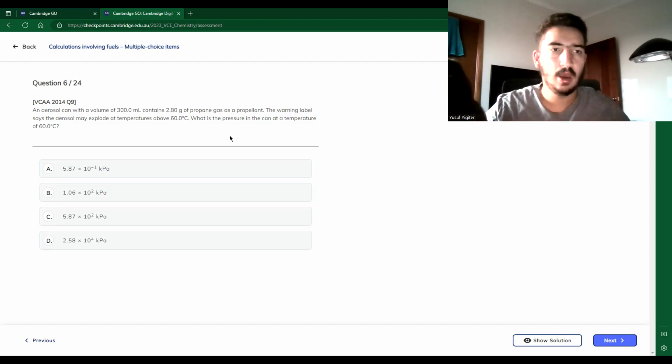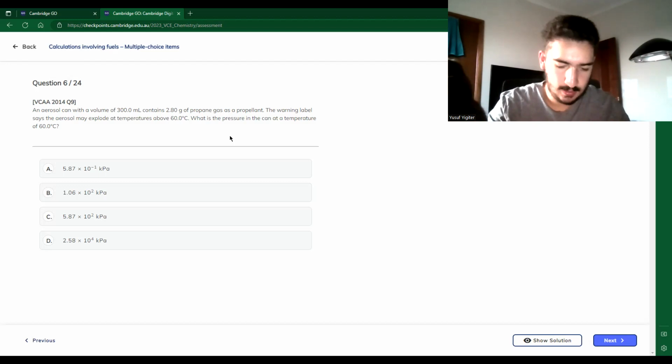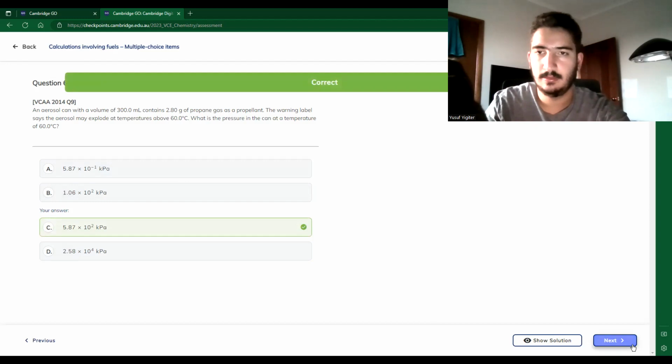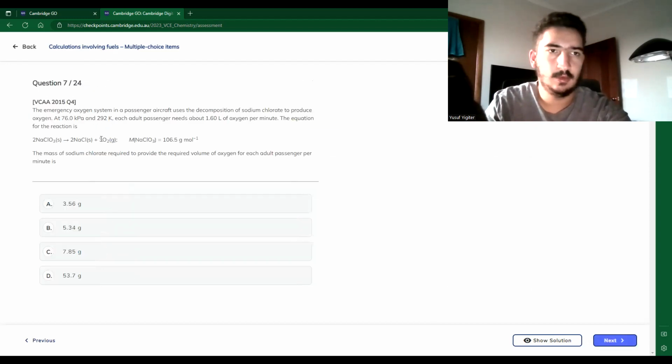So that times it by the Celsius. Well, it's going to be Kelvin. So 60 plus 273 has to be in Kelvin. So this times it by the moles, 0.06, times it by 8.31, and divide that by 0.3. I've got 586,5.9, 5.87. Too easy. Just too easy. Too good at studying.